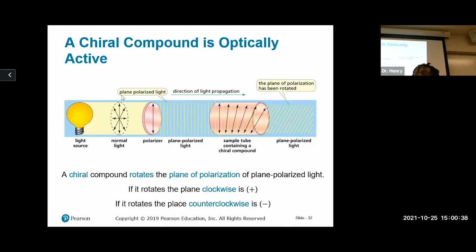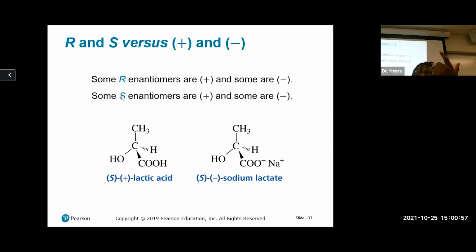Certain things will rotate clockwise and certain things will rotate counterclockwise. Clockwise rotation means it's a plus. If it's counterclockwise, it's a minus. But enantiomers that are S and R could be either one. Some could be pluses and some could be minuses. That just means they're polarizing in a certain direction.